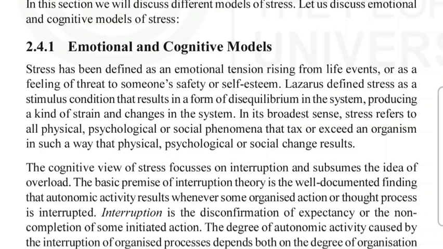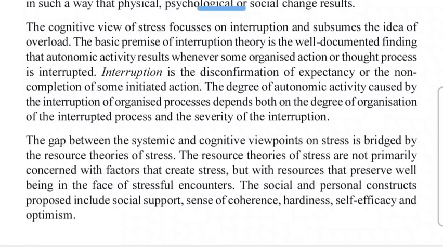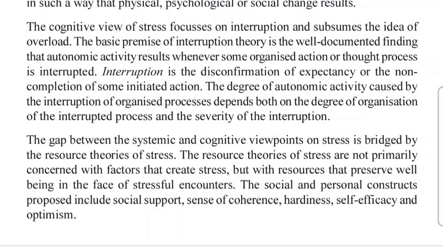In its broadest sense, stress refers to all physical, psychological, or social phenomena that tax or exceed an organism in such a way that physical, psychological, or social change results. The cognitive view of stress focuses on interruption and subsumes the idea of overload. The basic premise of interruption theory is the well-documented finding that autonomic activity results whenever some organized action or thought process is interrupted. Interruption is the disconfirmation of expectancy or the non-completion of some initiated action. The degree of autonomic activity caused by the interruption of organized processes depends on both the degree of organization of the interrupted process and the severity of the interruption.